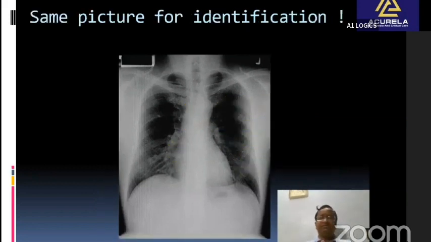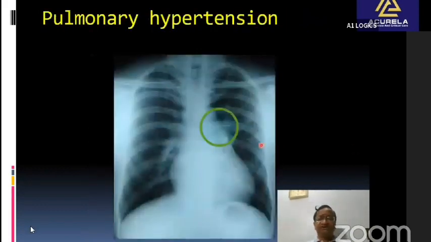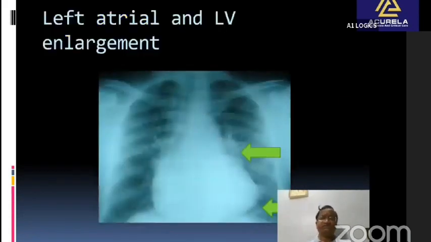But many times, you get the same picture for identification. Prominent aortic knuckle. You can see here, prominent aortic knuckle. We can see here the left atrial bay is not coming. Now we can see the left atrial bulge. This is some sort of pulmonary hypertension. There is a left atrial enlargement, and there is also left ventricular enlargement.